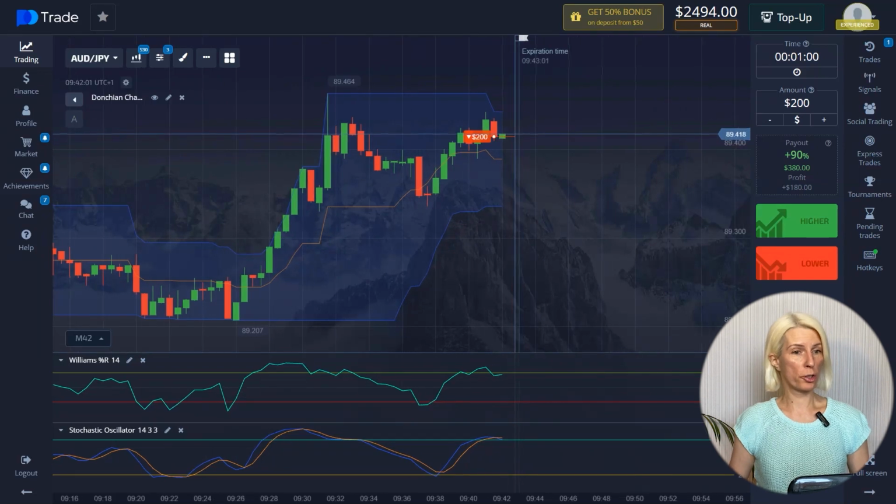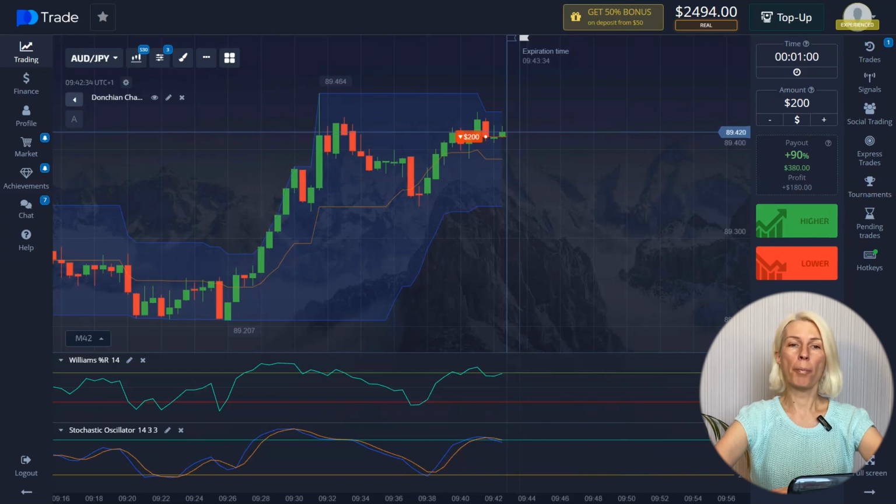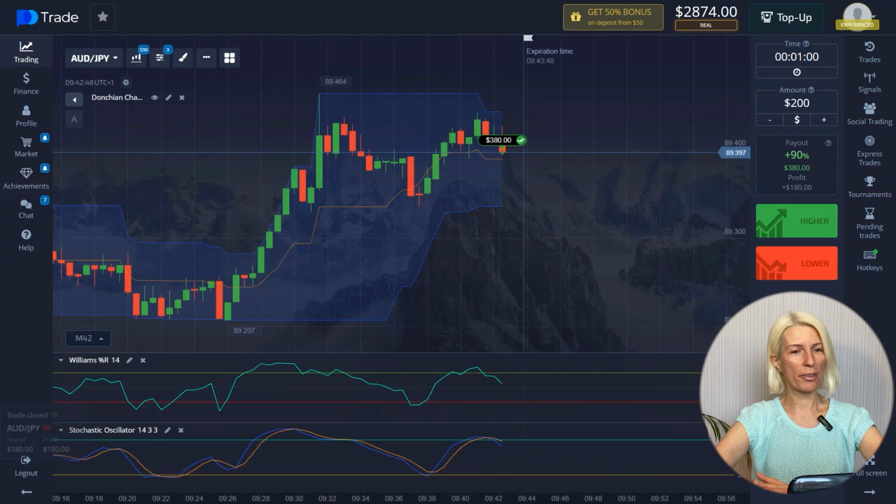This decision was made due to the fact that the price was in the area of the local maximum, which did not break through for 8 minutes. I also took into account the clear signal of the Williams percent range indicator about a possible price reduction. The signal of the stochastic oscillator indicator said the same thing, but it was much weaker. After some fluctuations, the price goes down. There it is. We earned the first $180 for today.